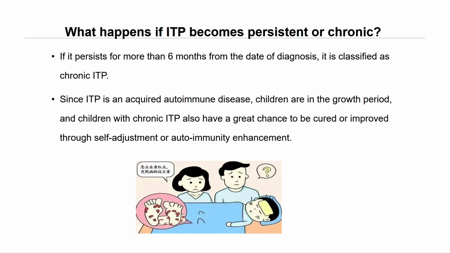What happens if ITP becomes persistent or chronic? If it persists for more than 6 months from the date of diagnosis, it is classified as chronic ITP. Since ITP is an acquired autoimmune disease, children are in the growth period, and children with chronic ITP also have a great chance to be cured or improved through self-adjustment or self-immunity enhancement.